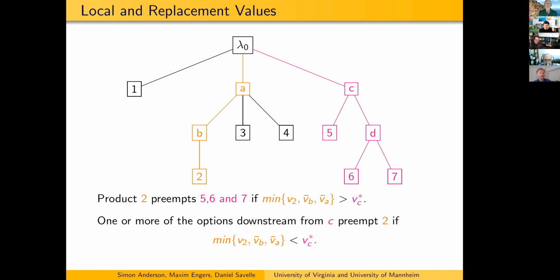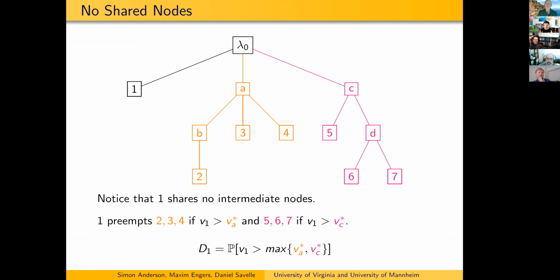The first thing is that we can compare 2 to 6 or 5, 6, and 7 jointly by comparing the minimum of 2, B, and A. I'm not saying scores, just to simplify this, the score for 2, B, and A, to the local value for C. And if the min for 2 is above the local value for C, it's going to preempt 5, 6, and 7 jointly, because we took the best of them and showed that that one's preempted. If you reverse it, you know that at least some option downstream from C is going to prevent 2 from being selected.